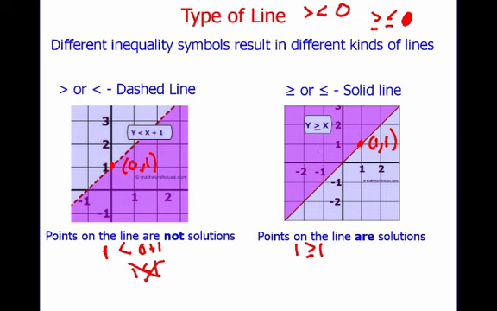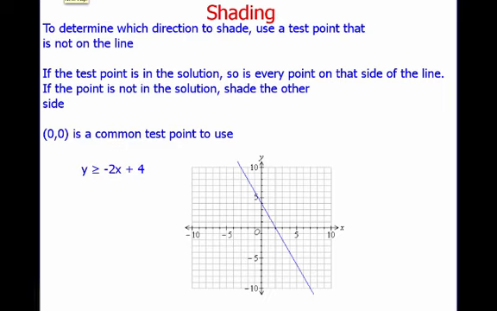The second thing we need to talk about is shading. To determine which direction we're going to shade, we're going to pick a test point that's not on the line. And if that test point is a solution, so is every other point on that side of the line, and that's the way we're going to shade. If that test point is not a solution, then we want to shade the other side. And 0, 0 is a very common test point to use because it's oftentimes not on the line.